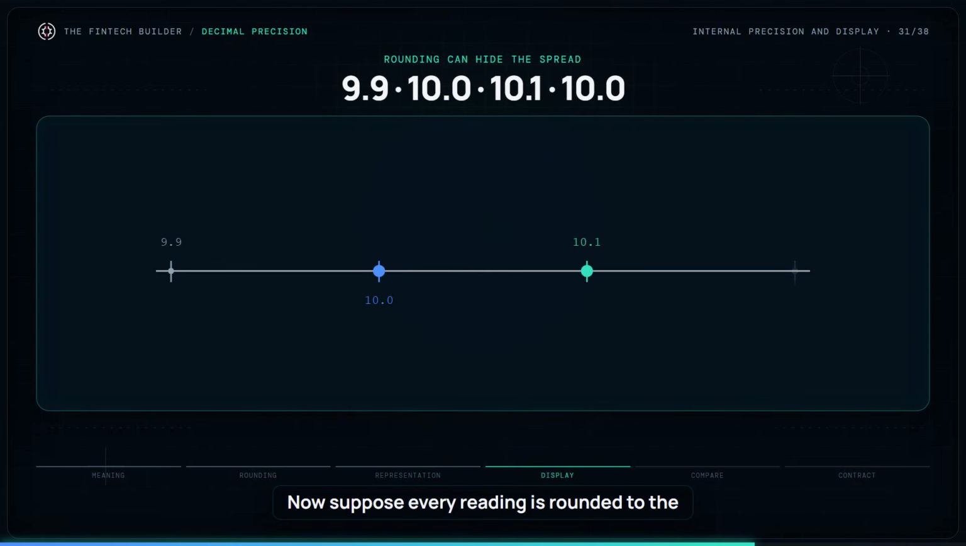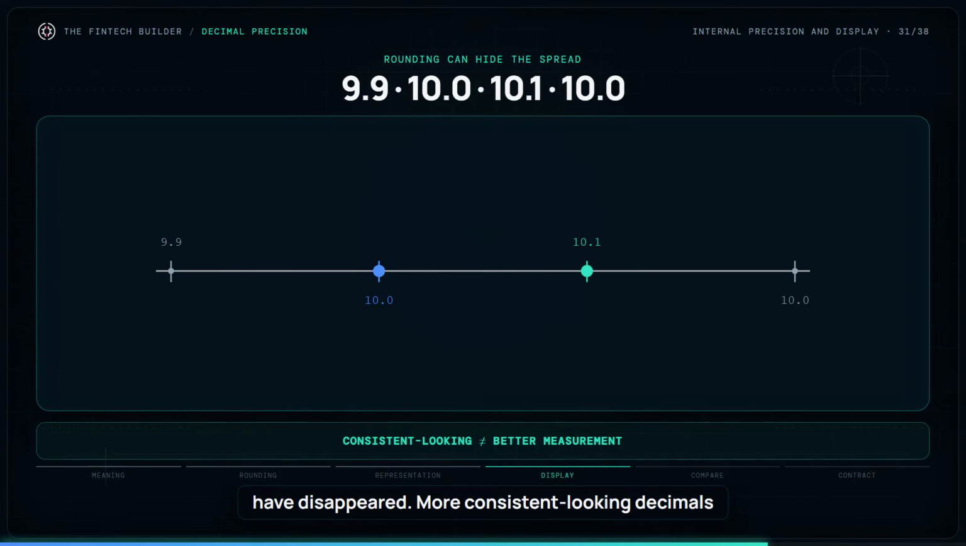Now suppose every reading is rounded to the nearest whole number. All four might appear as 10. The recorded data would look perfectly repeatable, but variation below the recording resolution would have disappeared. More consistent looking decimals do not necessarily mean a better measurement process.